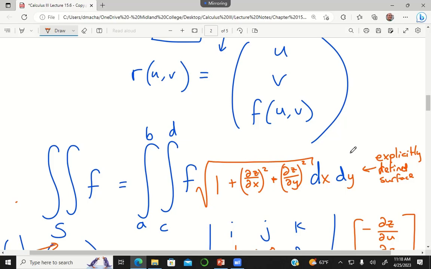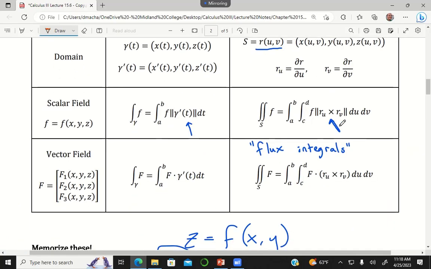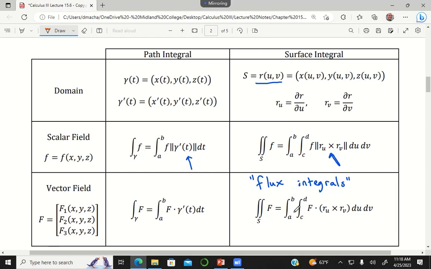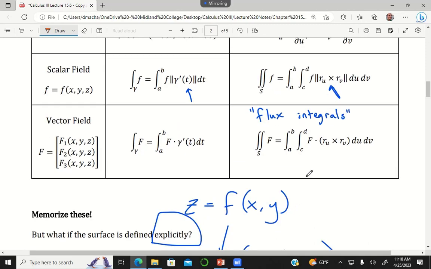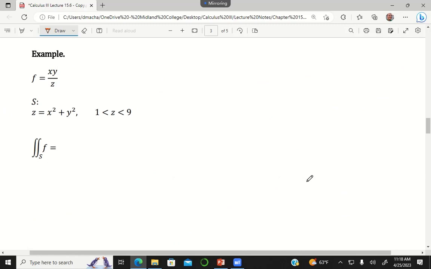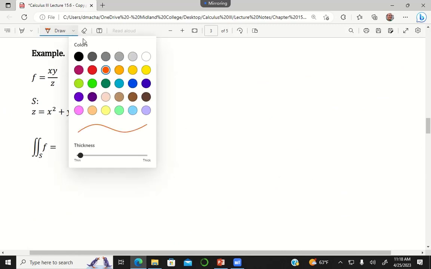But I do this whole exercise because I want to point out that an explicitly defined surface is just a special case of a parametric surface. So these equations work broadly for any surface, whereas the formula we just found only works for explicitly defined surfaces. So it's up to you which one you want to work with. We could do the same thing for flux integrals, for surface integrals over a vector field, and get a formula that just works for explicitly defined surfaces as well. We might do that if we have time.